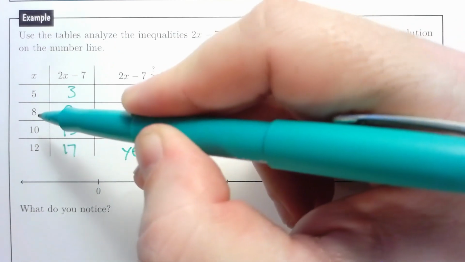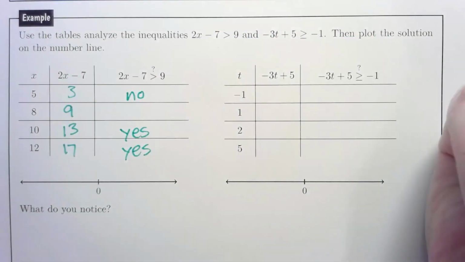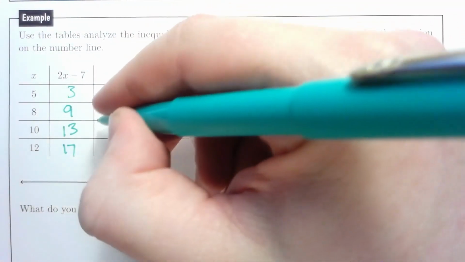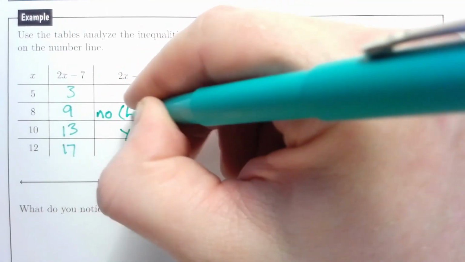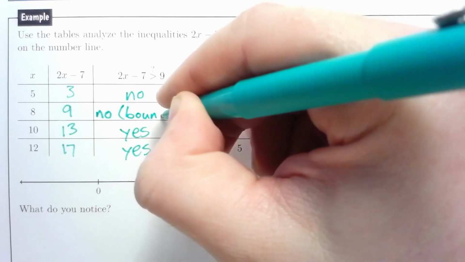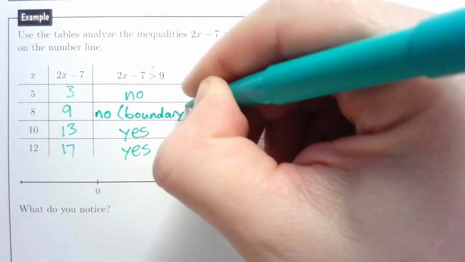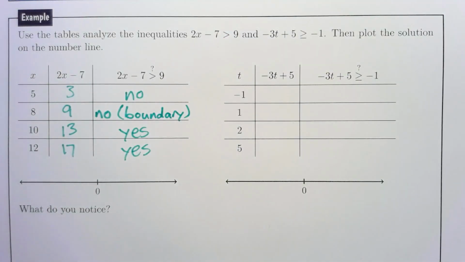Notice though, for x equals 8, our expression was actually equal to 9 itself. So no, that is not greater than 9, but I'm going to make a note that this is our boundary. This is where our expression changes from being less than 9 to greater than 9.